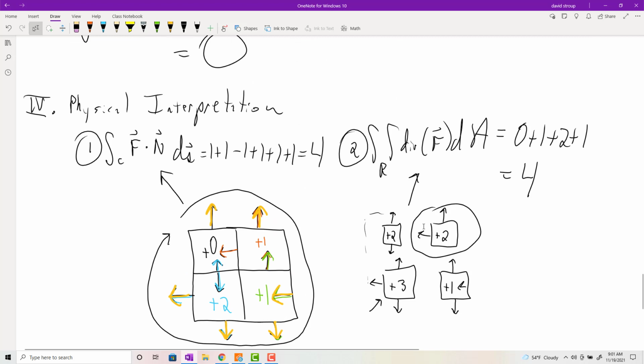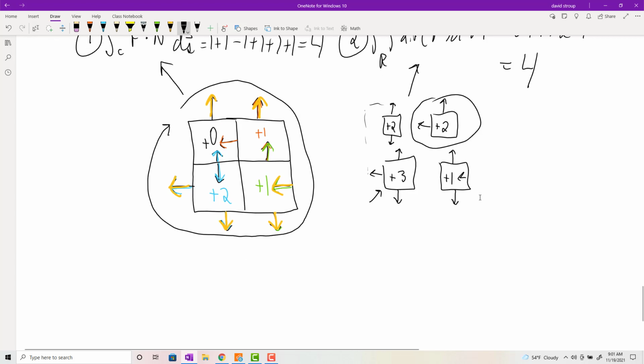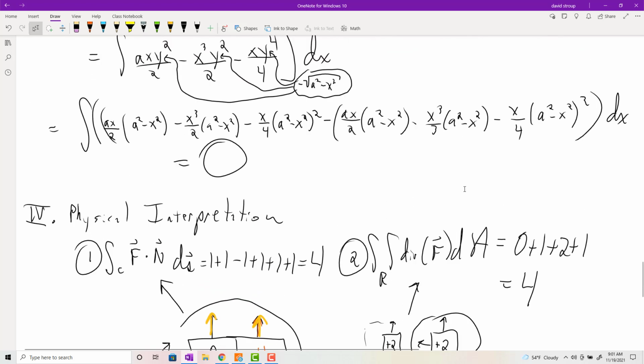Like the cubes that are next to each other, if one's going out of one cube, it's going into the other cube. So as you would go around individually and add up all of the cubes' ins and outs, there's going to be cancellation. So you need not bother. All you need to do is integrate around the boundary, okay, or integrate over the surface.